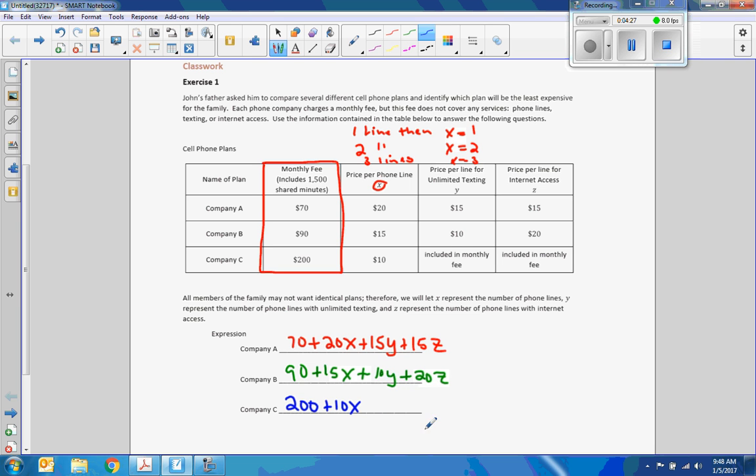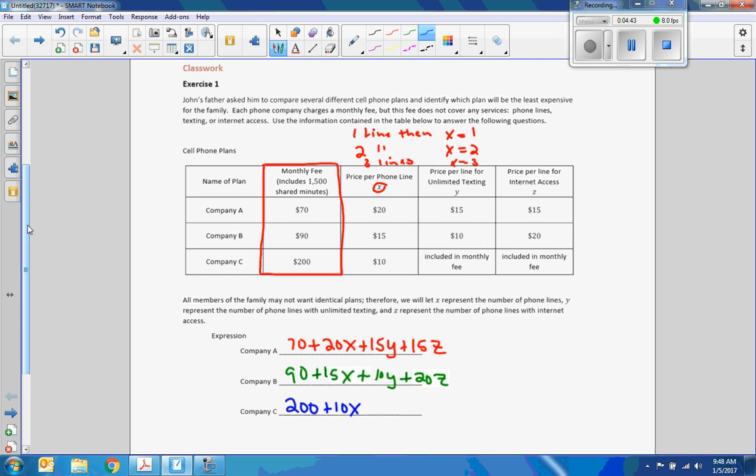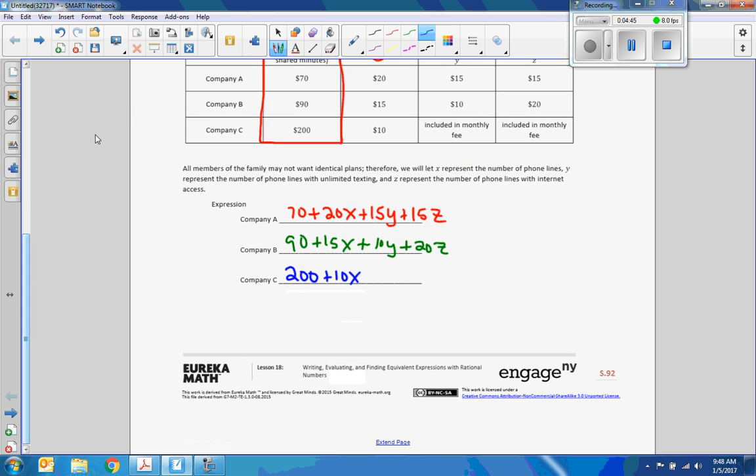Okay, so these are the 3 expressions. So it says here, all members of the family may not want identical plans, therefore we let X represent the number of phone lines, Y is the number of phone lines with unlimited texting, and Z represents the number of phone lines with internet access. So here are our 3 expressions we're going to use in this.